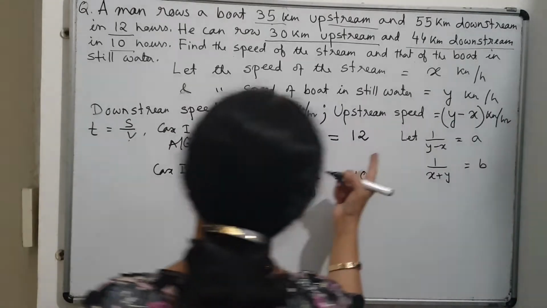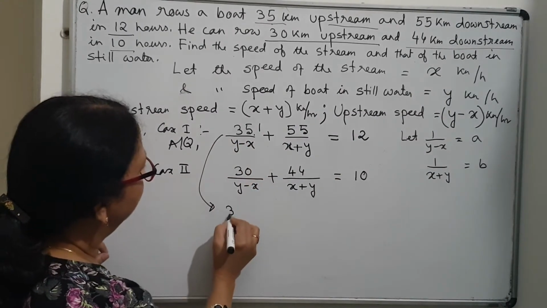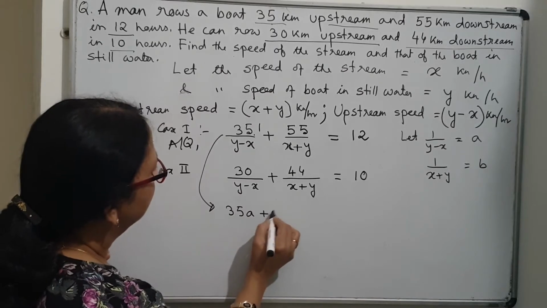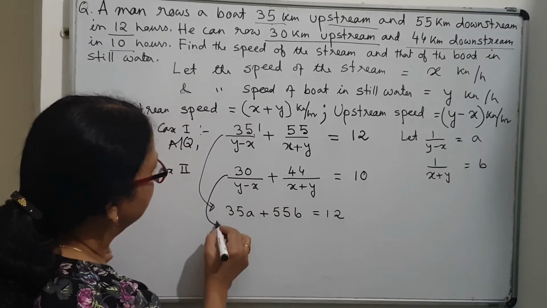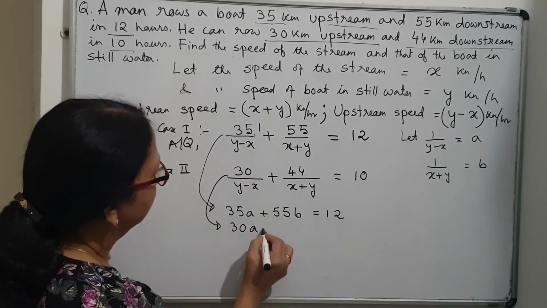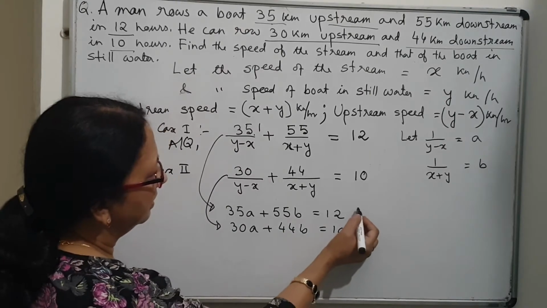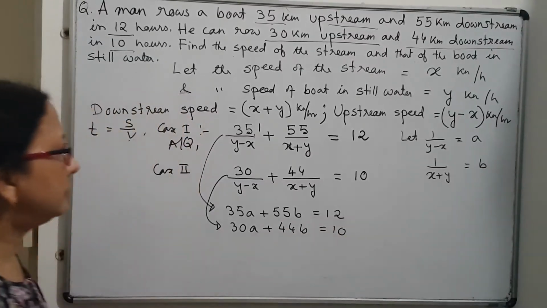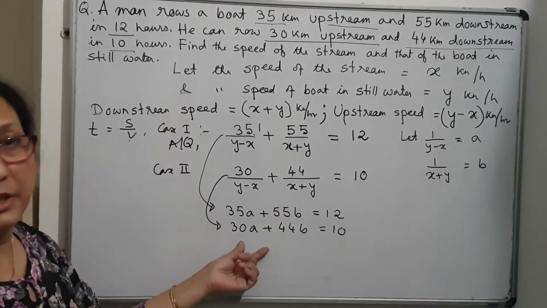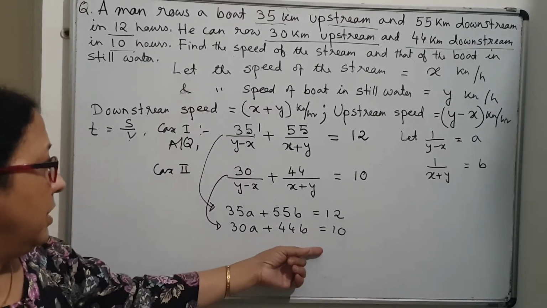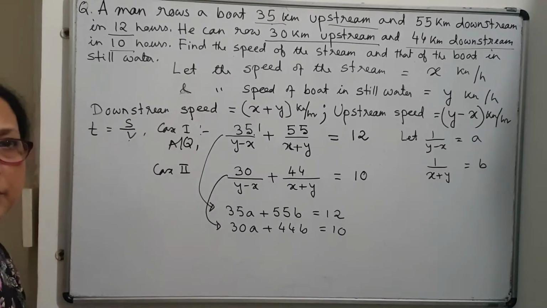So these equations will now become 35a plus 55b is 12, and this one will become 30a plus 44b is equal to 10. So now these are linear equations in two variables a and b. Now we can directly solve with the method of elimination, cross multiplication, or the method of substitution.